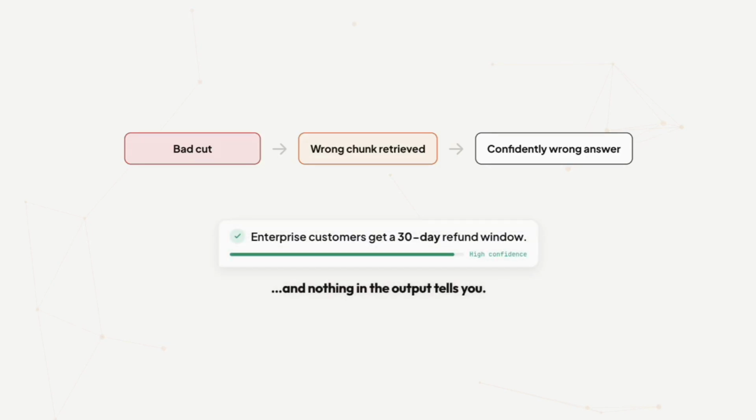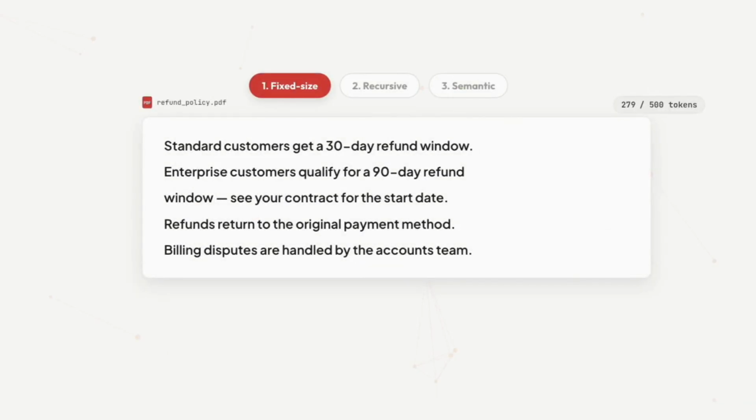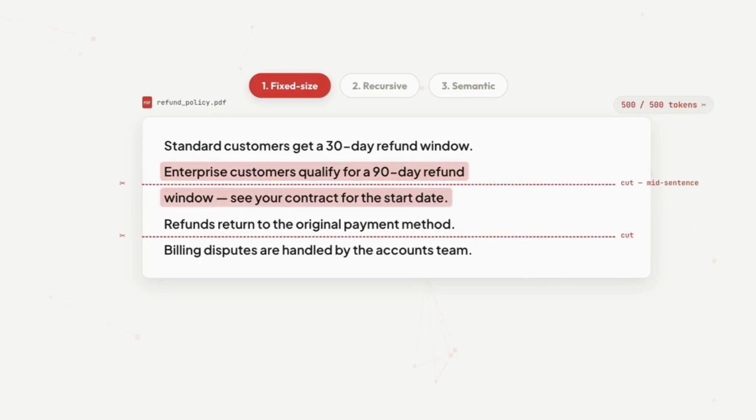Okay, so there are three main ways to chunk your documents. Simple to start, let's go through them. First one is fixed size chunking. You say cut every 500 tokens and that's exactly what it does. Every 500 tokens, slice. Doesn't matter if you are mid-sentence, mid-thought, whatever. Super simple to set up, but you are going to get some ugly cuts.